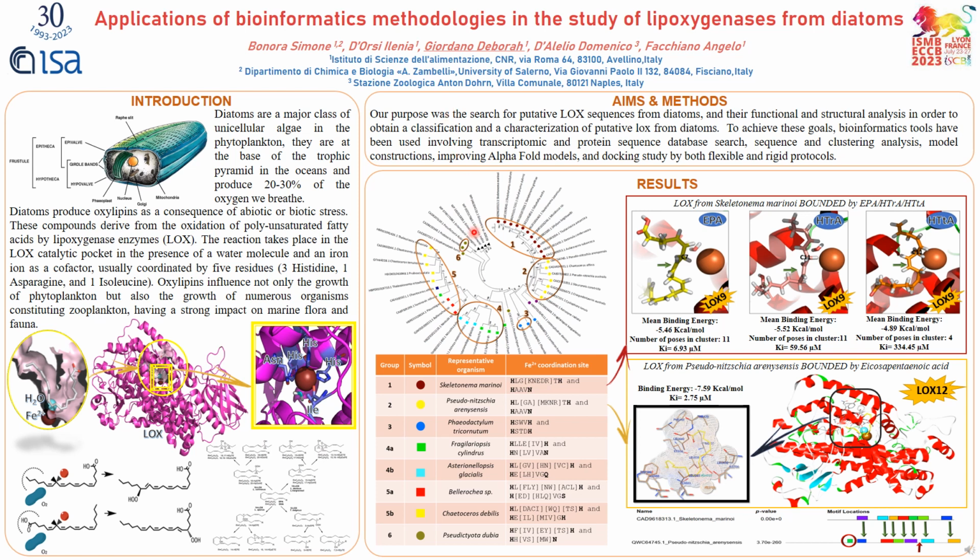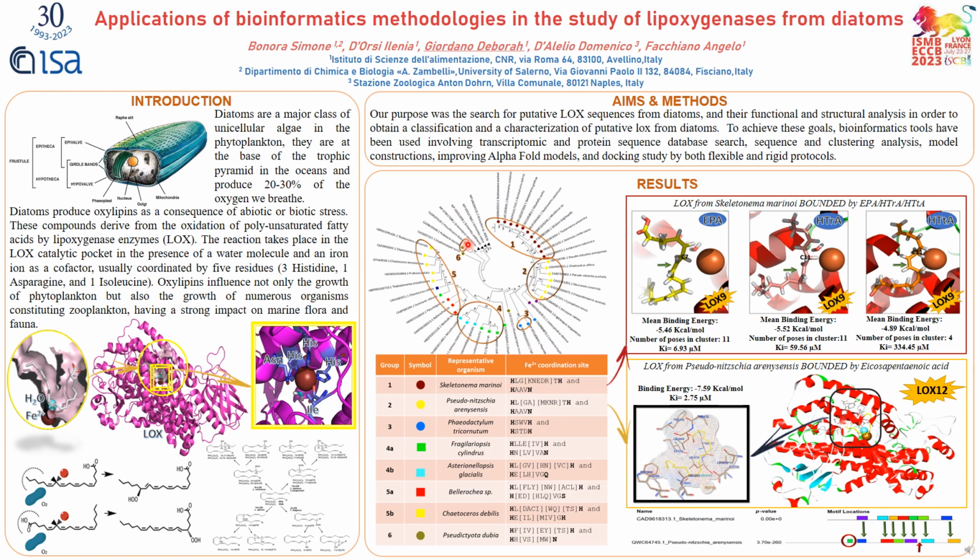By searching all databases, 45 possible LOX from diatoms have been found. Thus, starting from an optimized multiple alignment of all the selected sequences, a clustering analysis has been performed by the construction of several phylogenetic trees. And here you can see our best result. From this phylogenetic tree, it is possible to detect at least 6 different groups. For each one, we chose a representative protein sequence that we modeled in the active conformation, so in presence of both water and cofactor.